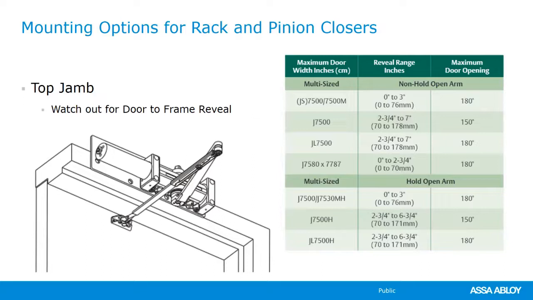So you measure the reveal. If you know that you're going to be mounting top jam, we need to know what the reveal is specifically. And then if we have a door closer model in mind, usually it'll have an arm where it will work with that reveal range. Again, like this is a 7500, I just use it as an example. And we have a 2 3/4 to a 7-inch. We do make other door closers that go even beyond that, but you'd have to take a look at the actual catalogs for those.